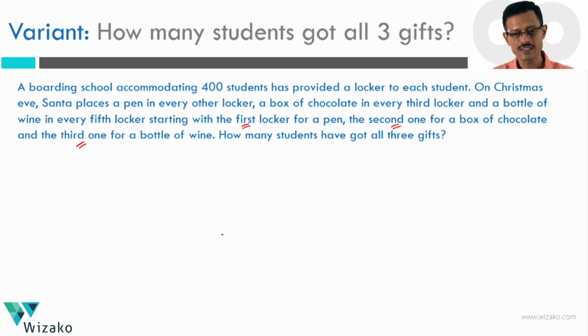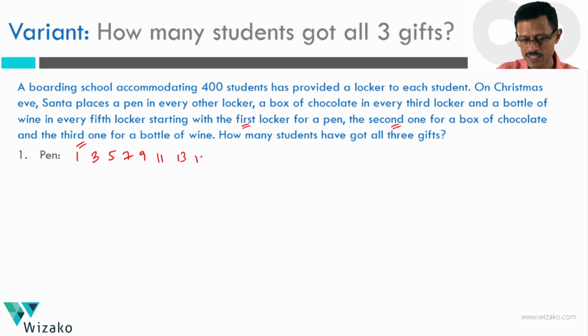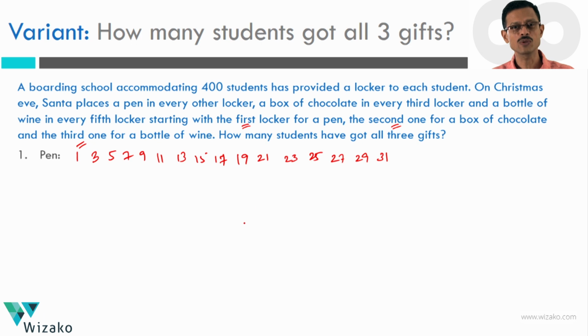Let's start with a pen. As usual, let's list it down. That's the easiest one to go with. Started with the first locker for a pen. Third, 5, 7, 9, 11, 13, 15. I'm just going to list down for a while. 17, because the last time we got the first locker to get all the 3 gifts was basically locker number 30. So I'm just going up to 30. We'll see whether it makes sense. 17, 19, 21, 23, 25, 27, 29, 31. If needed, we'll list more.